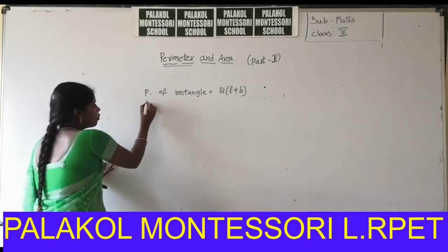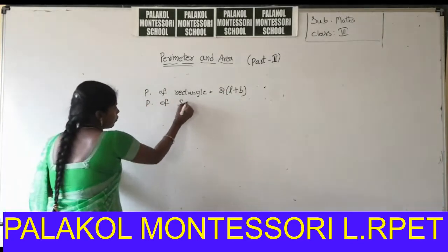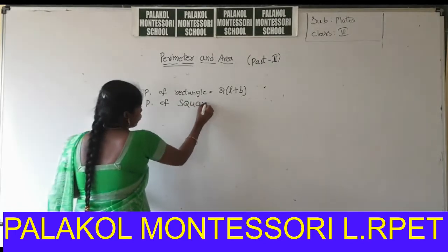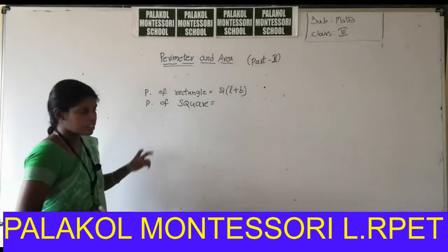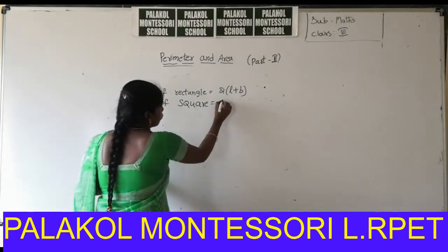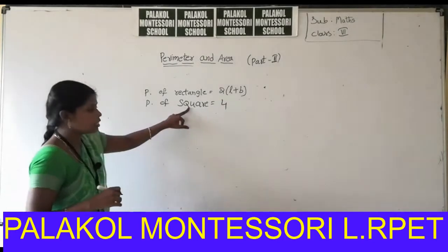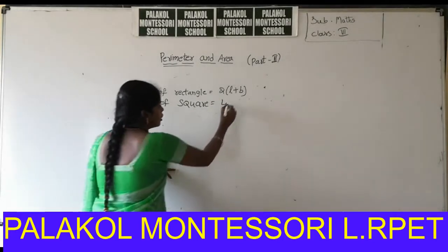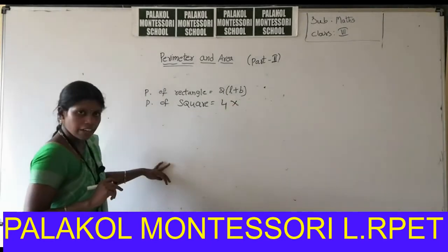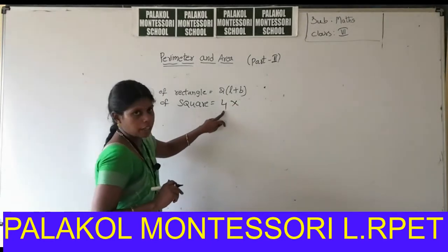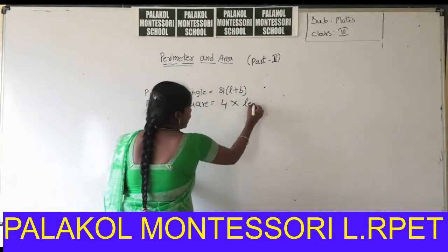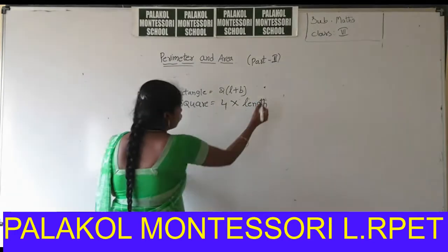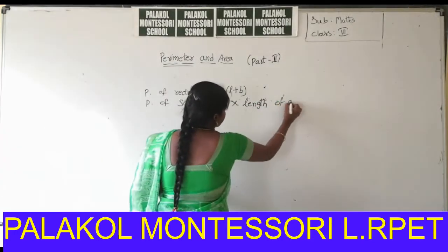In the same way, what is the perimeter of a square? This is also a very important formula. 4 into, how many sides in a square? 4 sides. Square is a regular shape. So that is 4 into the length of any side.